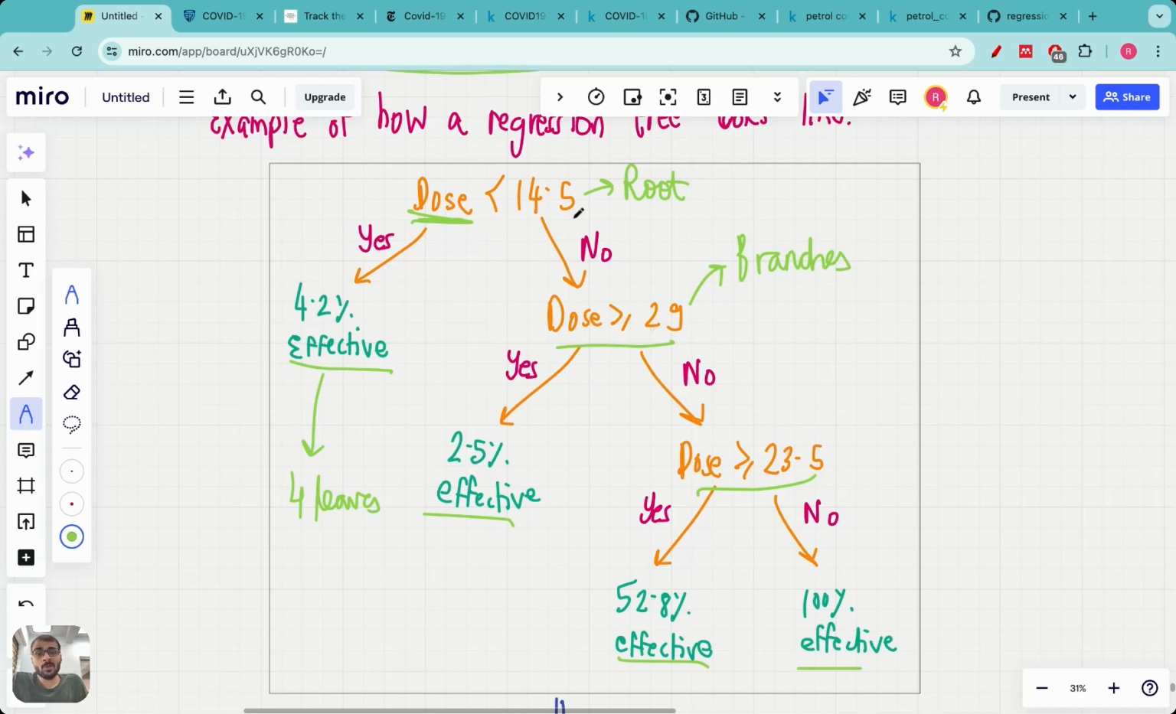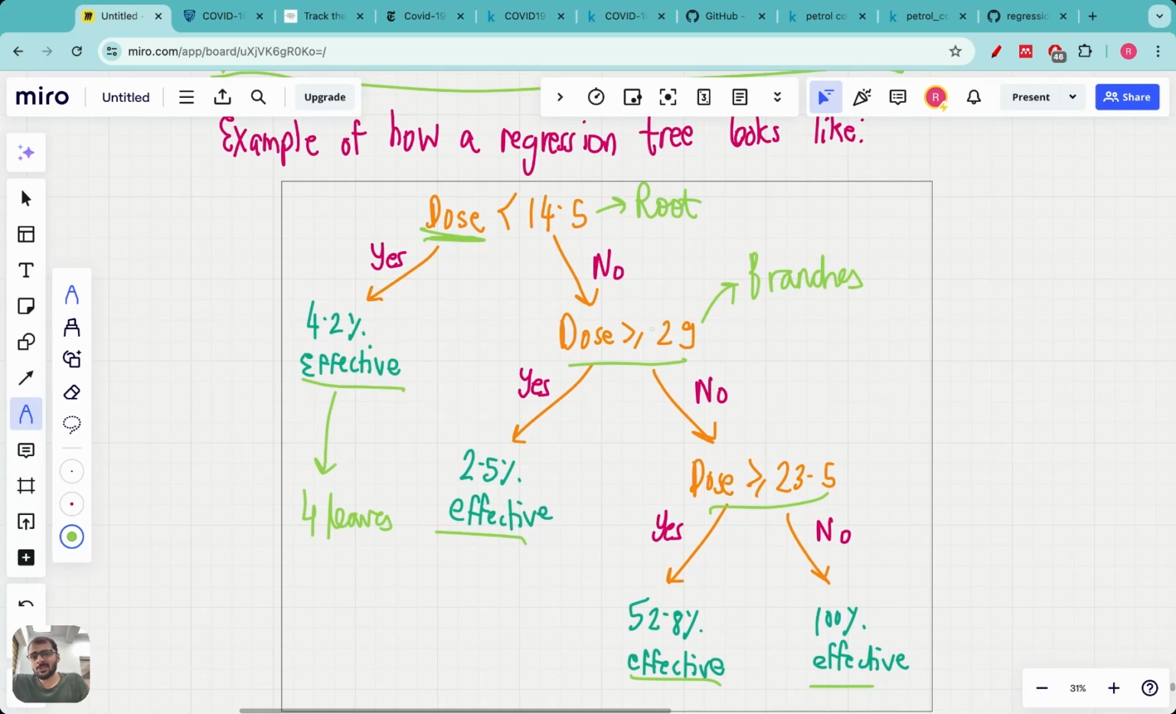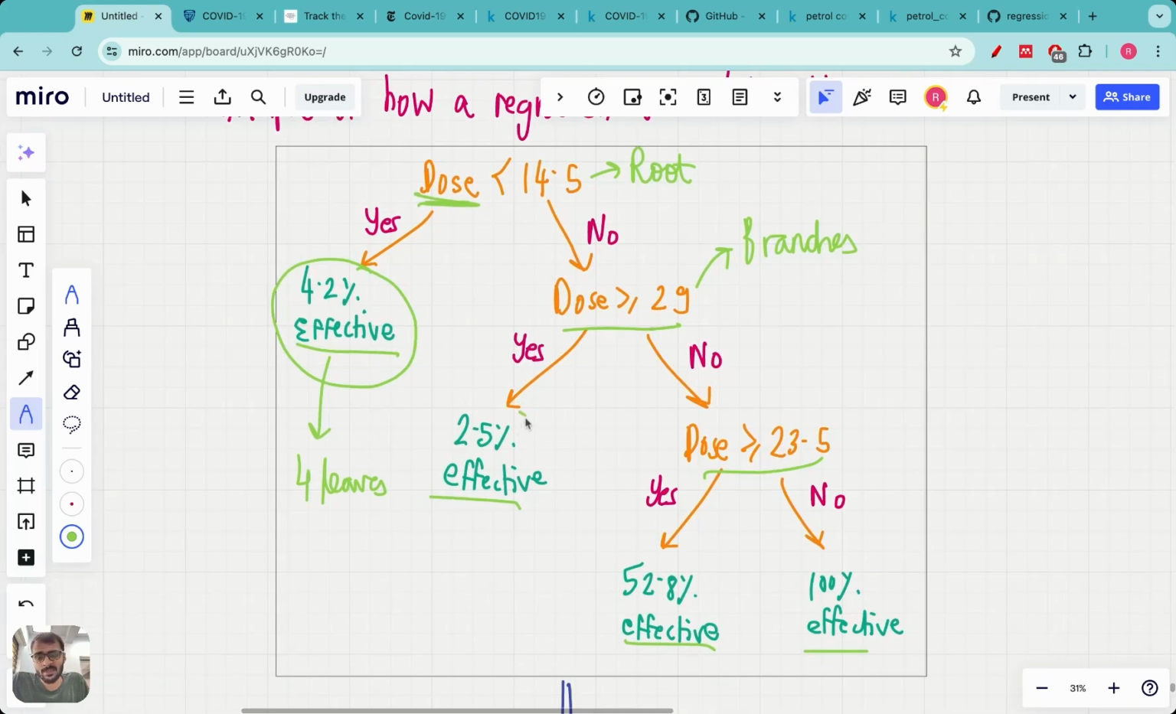Right now, don't worry about how I constructed this regression tree. Our whole purpose of the next lectures is to build out such a regression tree from scratch. Right now, I just want to show you how it works. So this regression tree says that, let's say you are given a new patient and that patient has a certain dosage. You first check whether the dose is less than 14.5. If yes, we conclude that it's 4.2% effective. If no, then you check whether the dose is greater than or equal to 29. If it is, then we conclude that it is 2.5% effective.